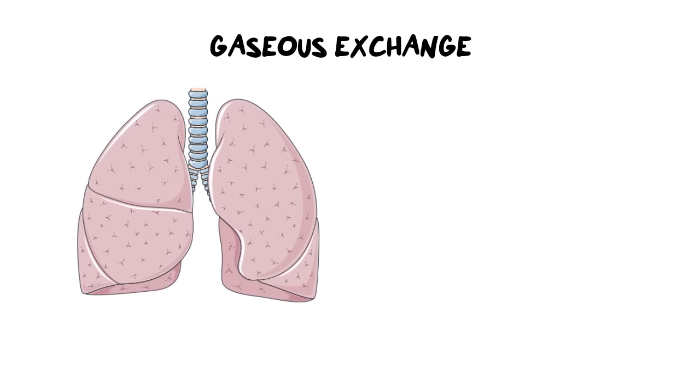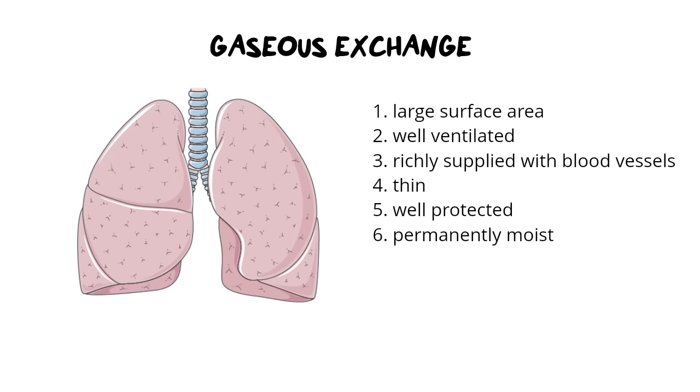Now, in order to successfully explain gaseous exchange, we need to remember the six things that must be present in order for gaseous exchange to be successful. This list is required because we need to make gaseous exchange as functional and as optimum as possible. So the first thing we always need is a large surface area, which is great because the alveoli do that for us because they are round and there's so many of them. We need it to be well ventilated, which is taken care of by our intercostal muscles and our diaphragm pulling the gases in and pushing the gases out.